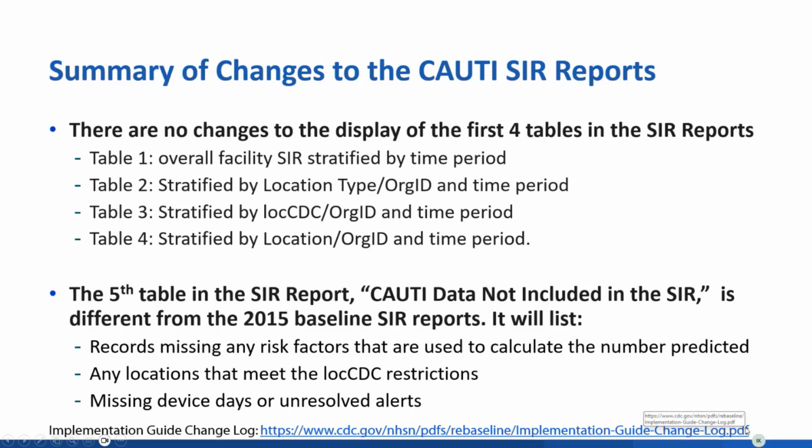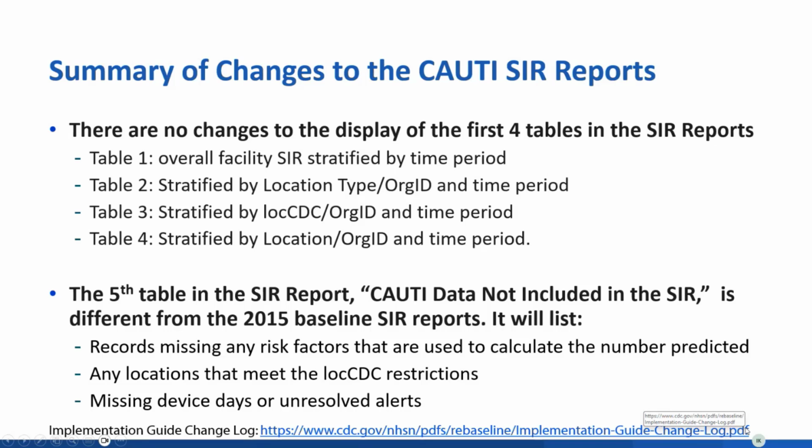So Table 1 provides the overall facility SIR stratified by the time period. Table 2 breaks the data down by location type, your facility ID, and also by time period. Table 3 shows the data stratified by the CDC location code and your facility ID across time. And then Table 4 offers the most granular view, which is by specific location and facility ID with the time period stratification applied as well.